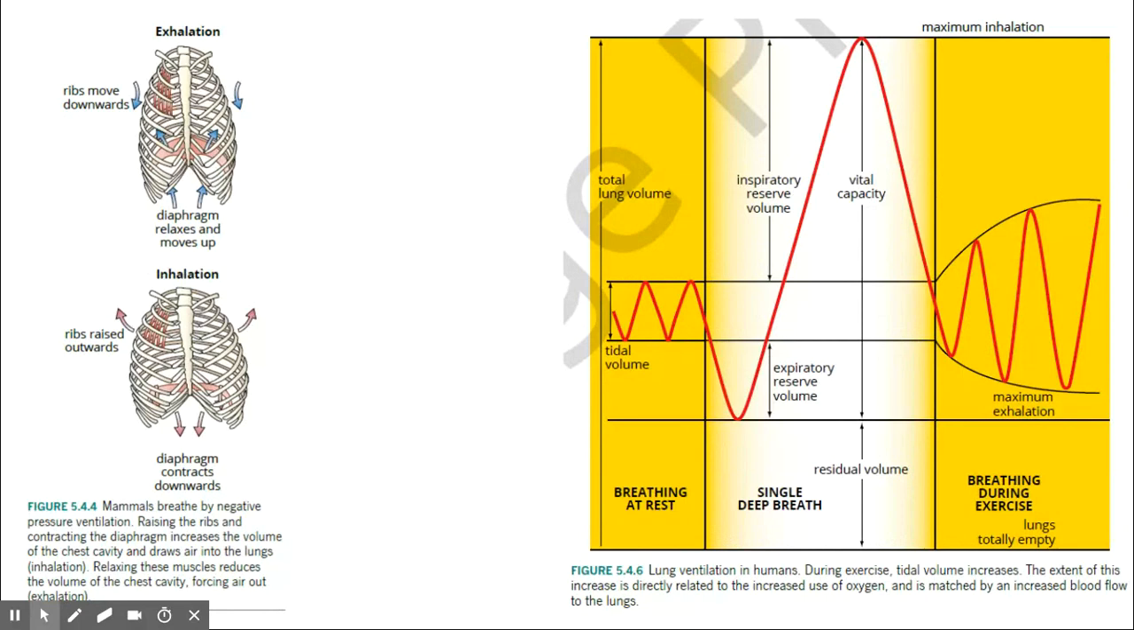Here we can see a picture on the left-hand side of exhalation and inhalation, and we can see that it is regulated by the movement of the diaphragm. If we just breathe in and out, we can see how our ribs are raised due to this diaphragm. And on the right-hand side, we can see that our inhalation, our exhalation, and the volume that our lungs use changes depending on what we're doing, such as exercise or just being at rest.